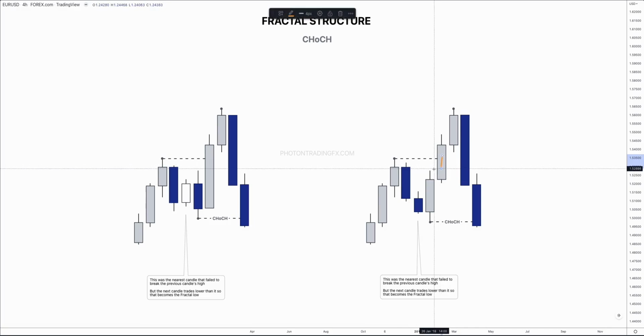Did this candle break the previous candle's high? Yes, so that's part of the up move, right? Did this candle break the previous candle's high? Yes, okay, so that's part of the up move. Did this candle break the previous candle's high? No. Okay, so this should be our fractal low, right?